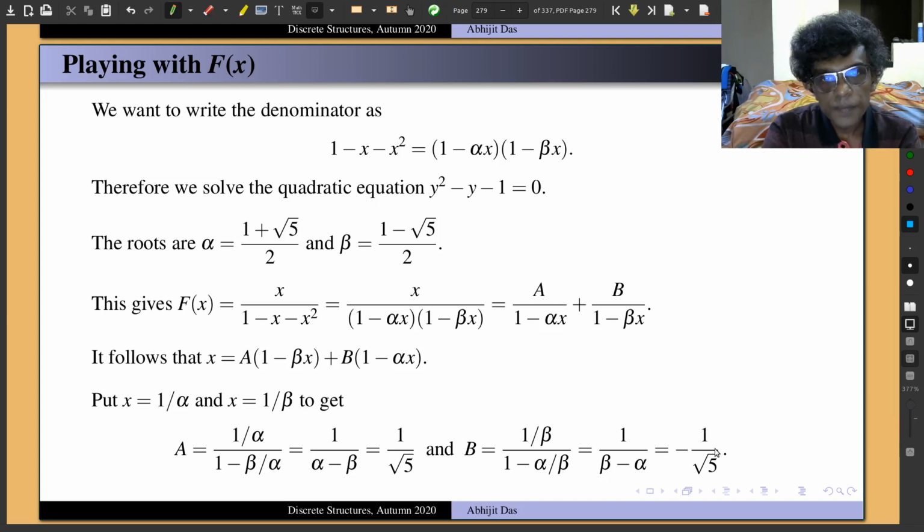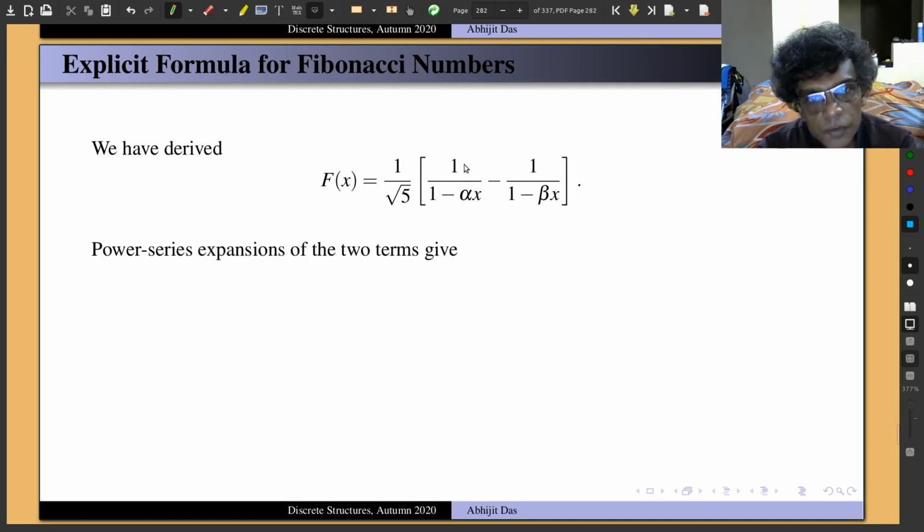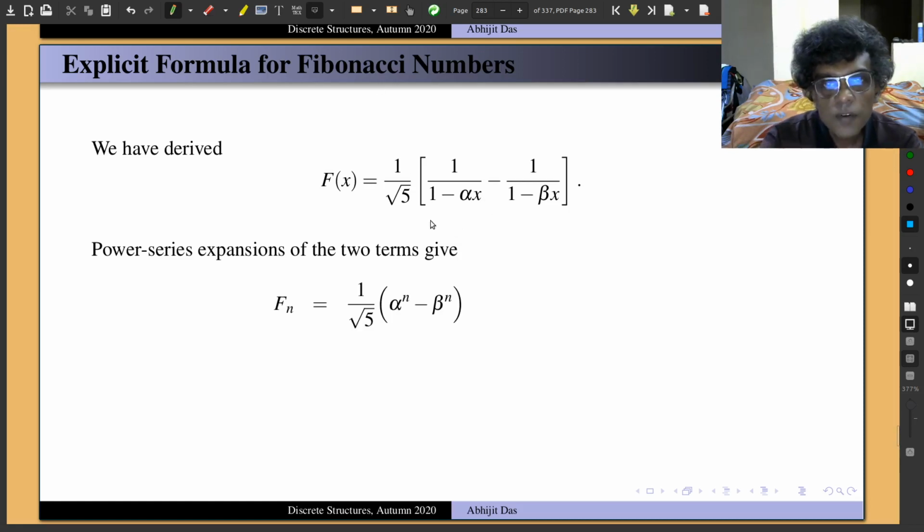So now I have therefore fx, I can take this common, 1 over root 5, 1 over 1 minus alpha x minus 1 over 1 minus beta x. Now I can expand this and this into their infinite series. Okay. So, power series expansion therefore will give fn equal to 1 over root 5 whole times alpha power n minus beta power n. Okay, so you do this power series expansion.